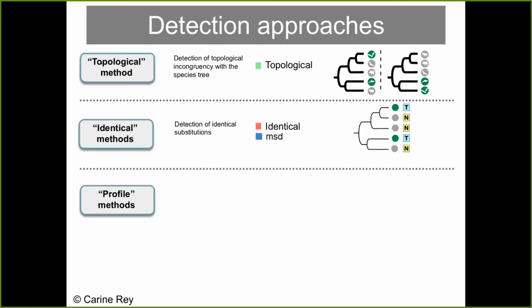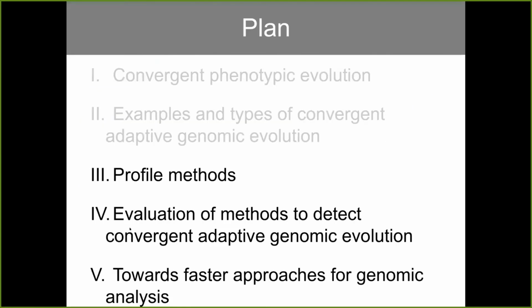Okay, so different detection approaches: identical methods, topological methods, and then there's another type of method which we call profile methods, which we are quite fond of, and so I'm going to spend some time explaining what they are. They even have their own part in my plan.